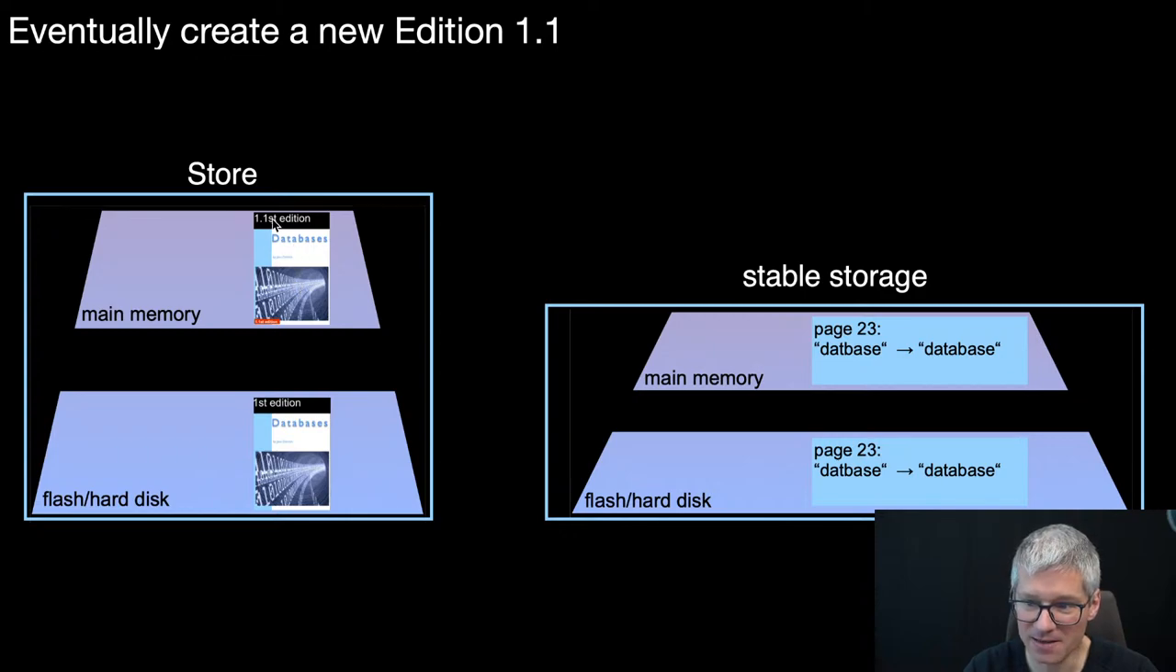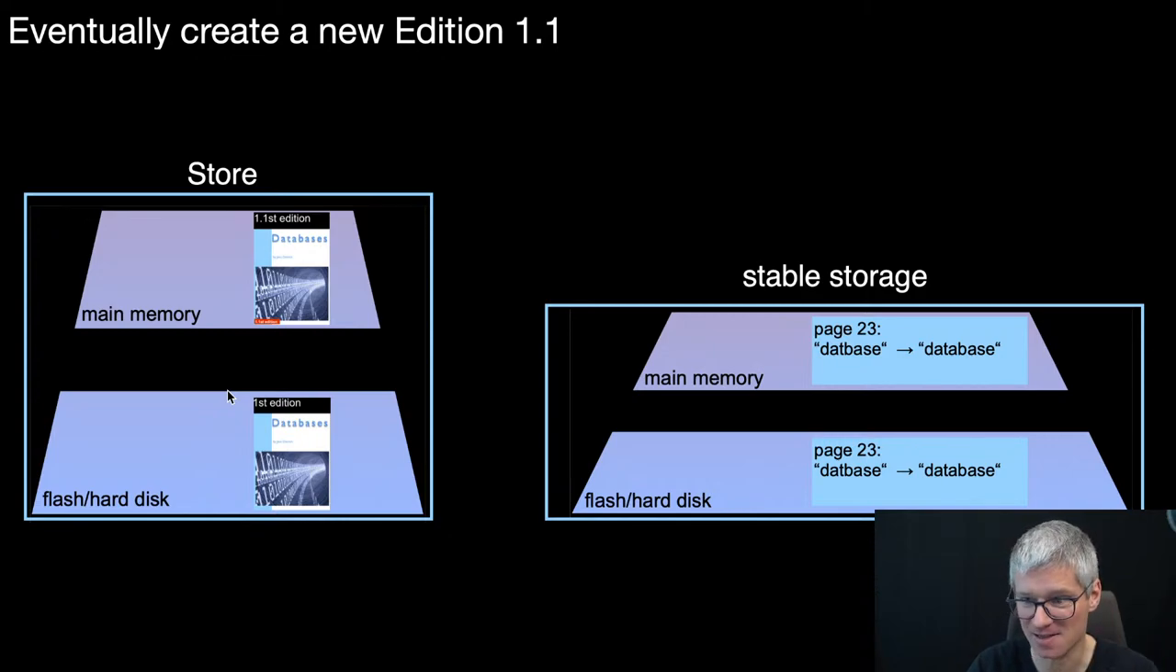So you see there's a slight change here. Now I'm calling this edition 1.1. On disk in the store, it's still edition 1. So I have a more recent version here in main memory, basically a dirty page, if you want, an entire dirty book, not only a dirty page. And then eventually I can write it out to hard disk for the store. I don't have to. Actually, this protocol doesn't force you to write out this state that's available in main memory to the hard disk in the store at all.